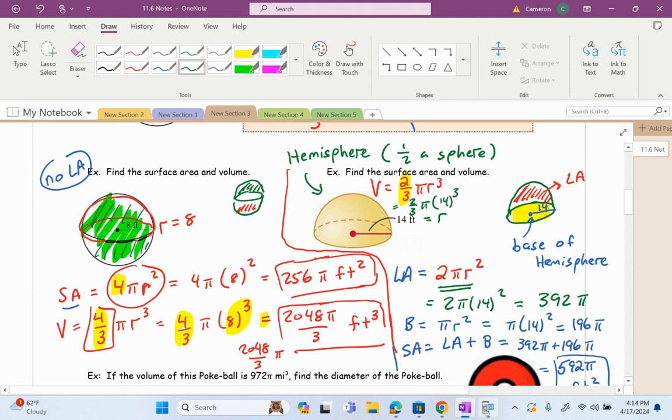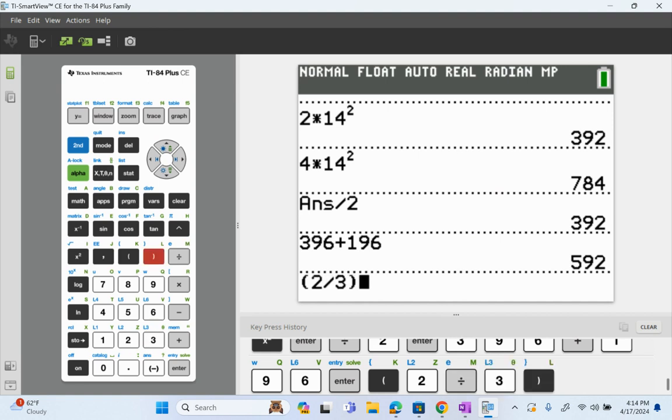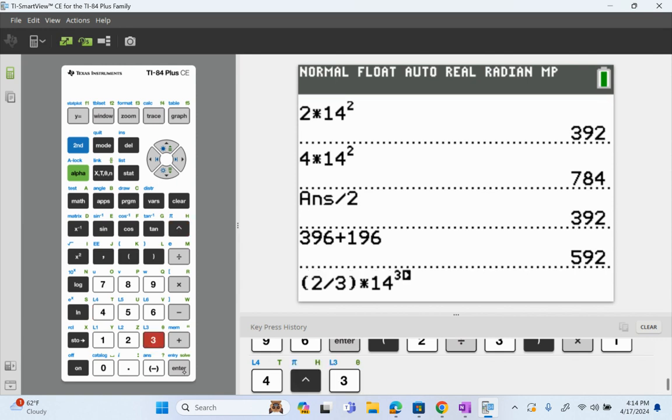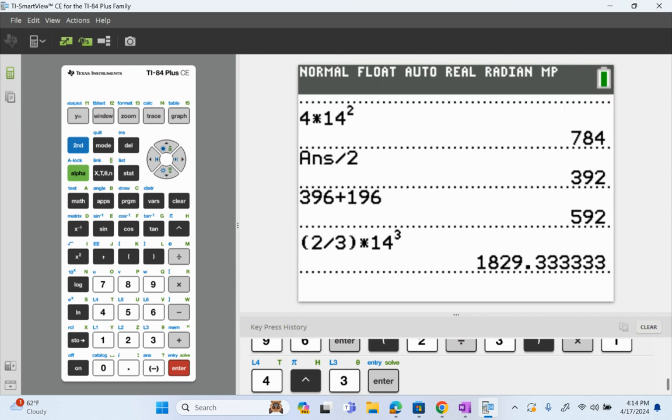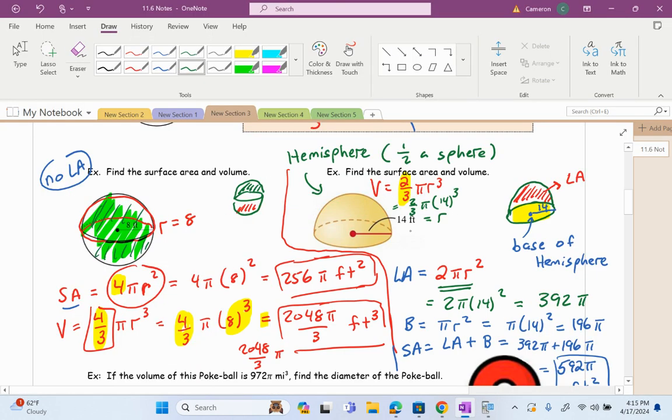Okay? So this would be 2/3 pi times 14 cubed. Let's type it in. 2 divided by 3 times 14, and then hit the exponent button to the power of 3. And math frac that, because that's not an exact answer. So math, enter, enter, 5,488 pi over 3. And this would be cubic feet.